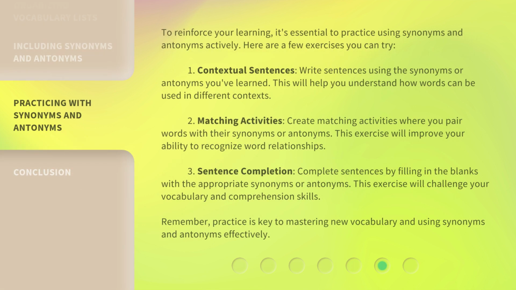To reinforce your learning, it's essential to practice using synonyms and antonyms actively. Here are a few exercises you can try. 1. Contextual sentences. Write sentences using the synonyms or antonyms you've learned. This will help you understand how words can be used in different contexts. 2. Matching activities. Create matching activities where you pair words with their synonyms or antonyms. This exercise will improve your ability to recognize word relationships.